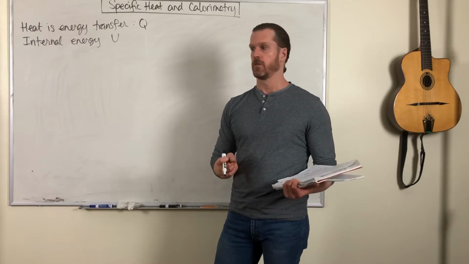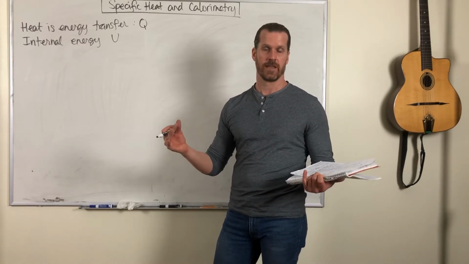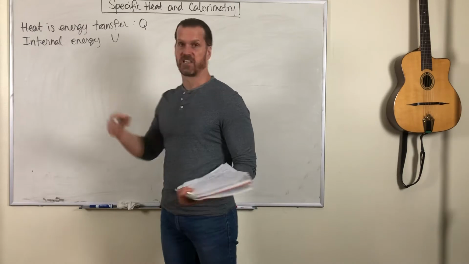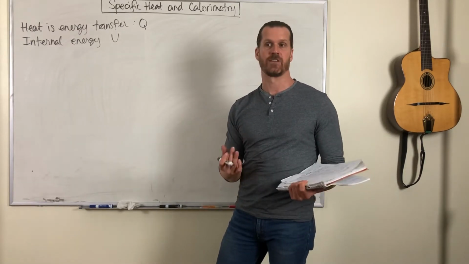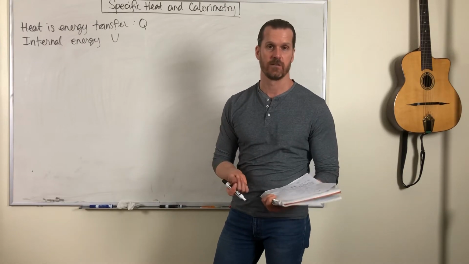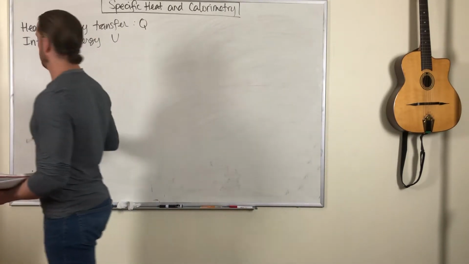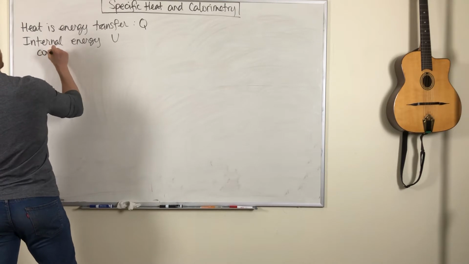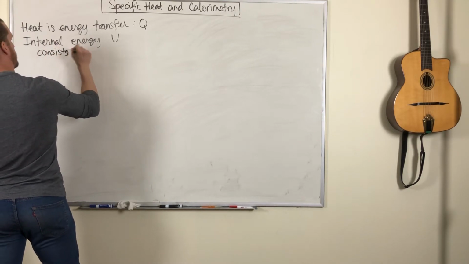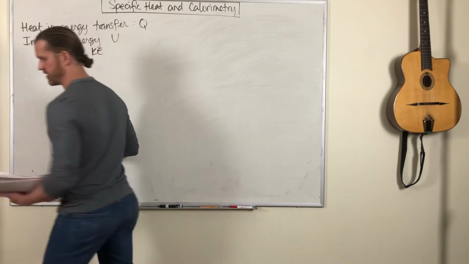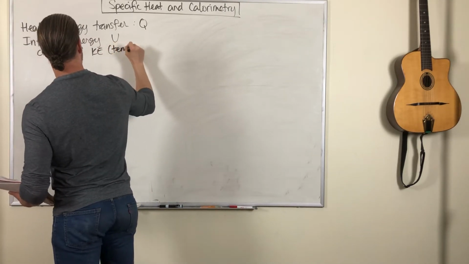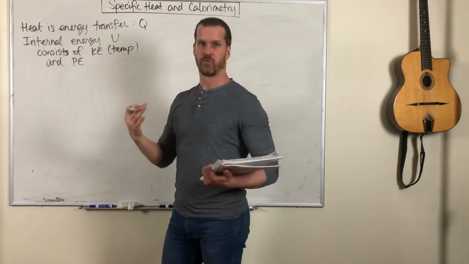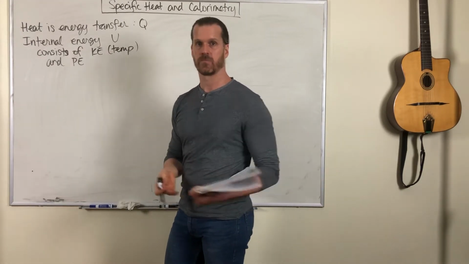That's the bonding energy between atoms, and the chemical energy keeping atoms arranged in a certain configuration or arranged in certain molecules. So this internal energy consists of kinetic energy, namely temperature, and potential energy. That's related to the forces between the atoms, maybe chemical bonding.